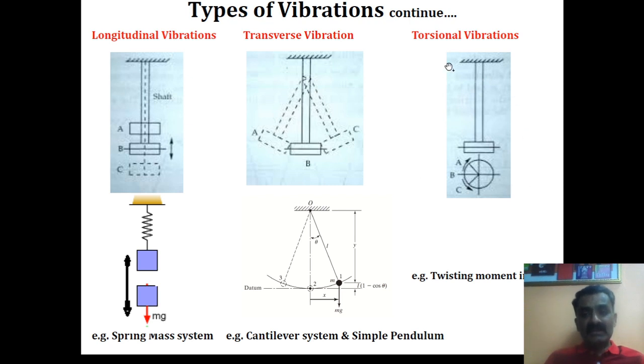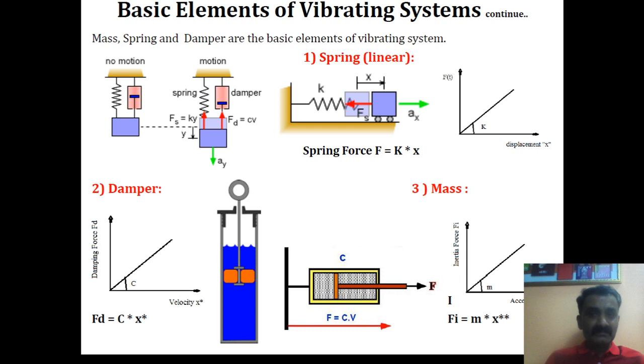In the third case, torsional vibration, if you see, there is a rotor attached at the end of a shaft. You simply hold that rotor, twist it and release. A twisting and untwisting motion of that shaft or rotor will take place, and that type of vibration is called torsional vibration. What are the basic elements of a vibrating system?